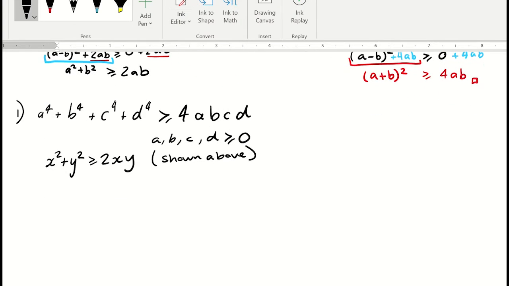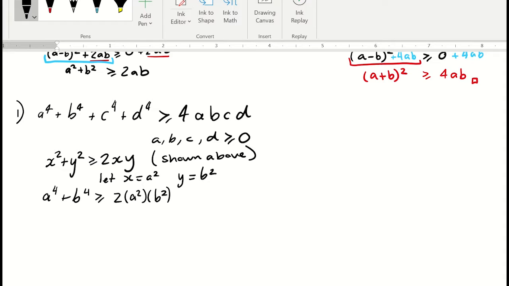Okay, so knowing that, now you'll understand why I did x and y. If I let x equal a squared and y equal b squared, let's see what I get. I'd get a^4 plus b^4 is bigger than or equal to 2a squared b squared.